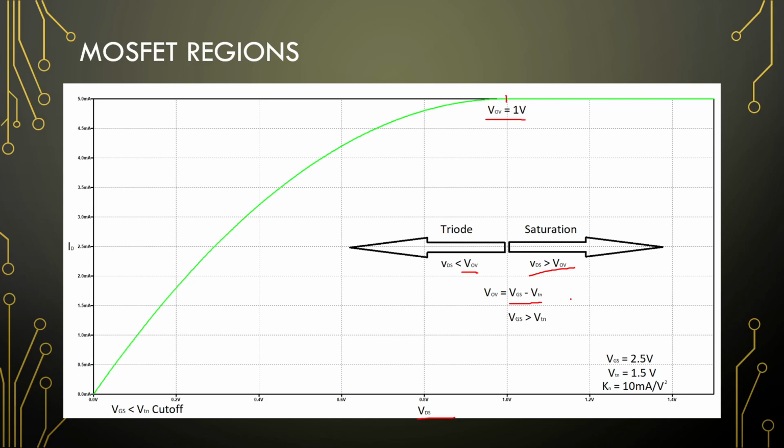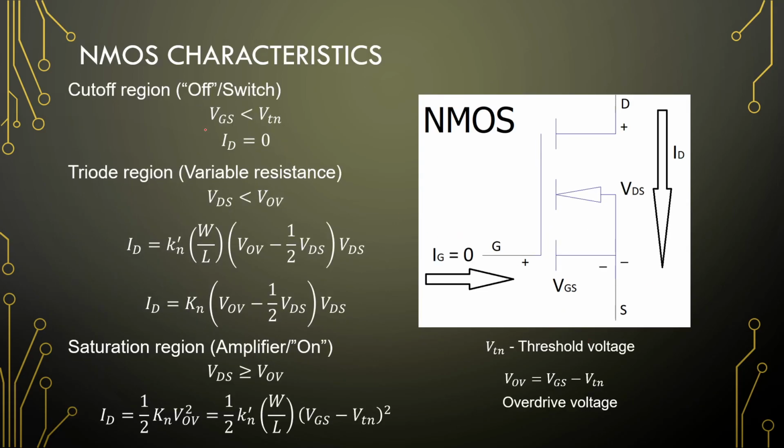So we should always ensure that if we want to build an amplifier, our drain source voltage is larger than our overdrive voltage. That is one of the requirements, okay, to be in saturation. If it's smaller, you are in triode and your amplifier will be very non-linear. And obviously you need to be above your threshold voltage. Alright. So if our gate source is smaller than our threshold, our drain current is 0.